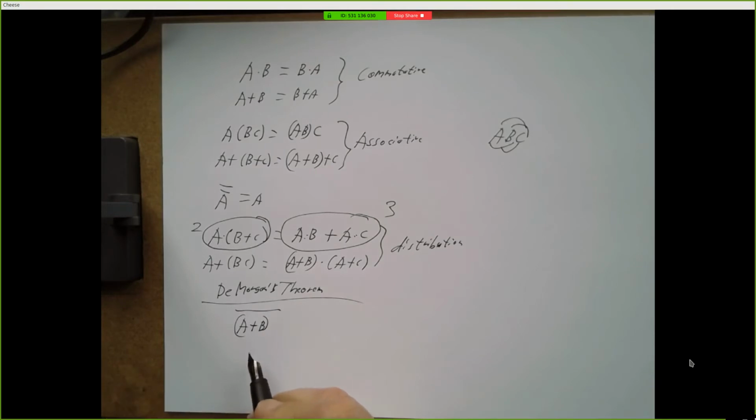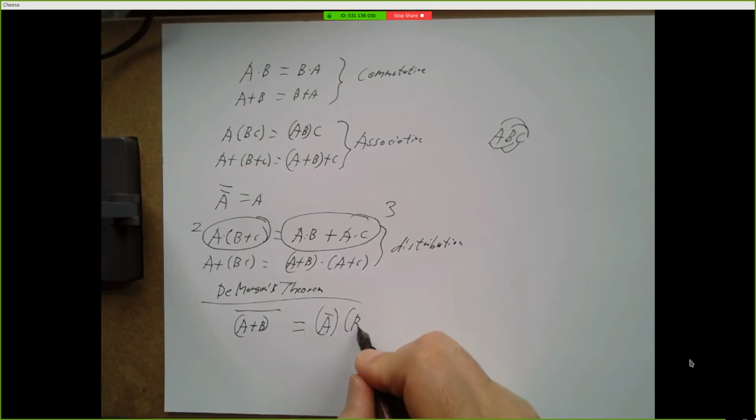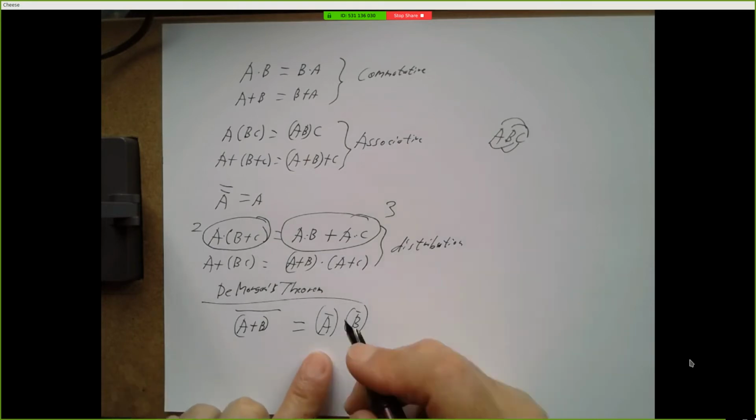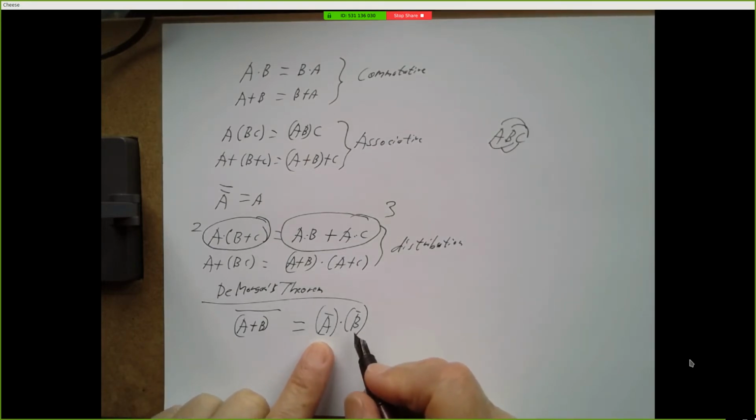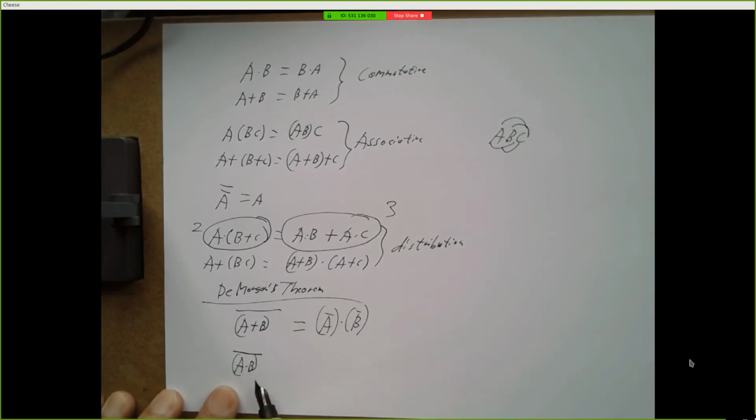If we do a NOR, take A or B and complement that, that turns out to be the AND of A bar with B bar. So it lets us move between ORs and ANDs by negating the two variables here. And similarly, if you had A ANDed with B and you negate that, so this is a NAND of AB, that turns out to be A bar ORed with B bar. Okay, those are De Morgan's theorems.